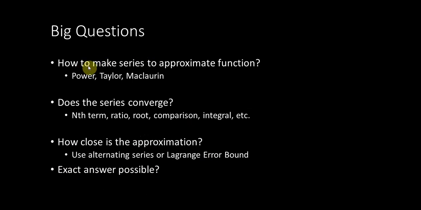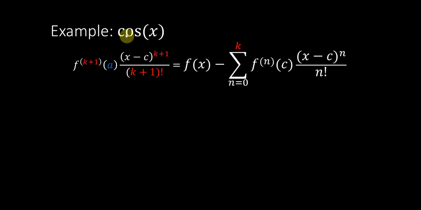We talked about how do we make a series approximate a function. We do that with the power series, Taylor series, Maclaurin series. Does the series converge? We have a bunch of tests. And then we talked about how close is the approximation. Well, we answered that over the last couple videos with the alternating series error bound and the Lagrange error bound. Now, the final question here is, is an exact answer possible?